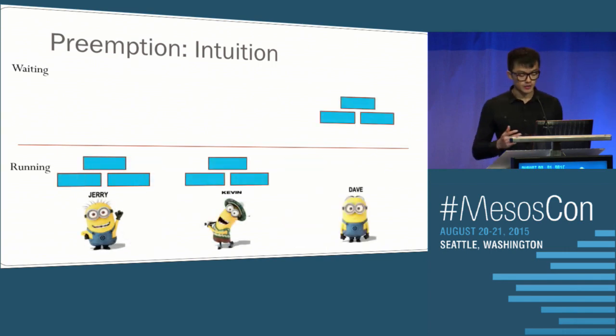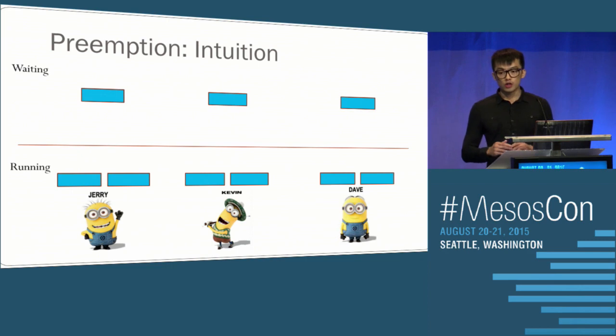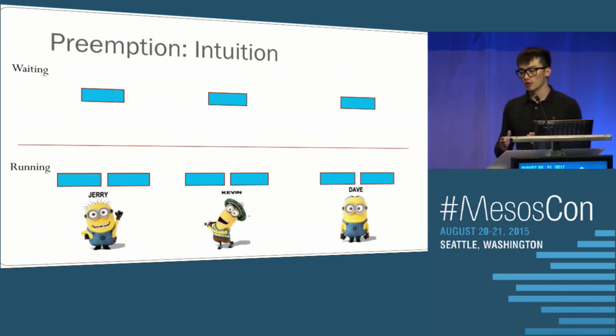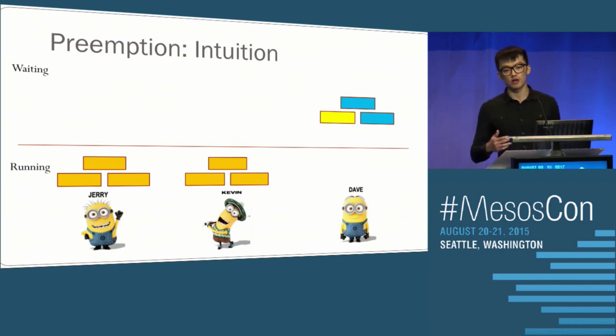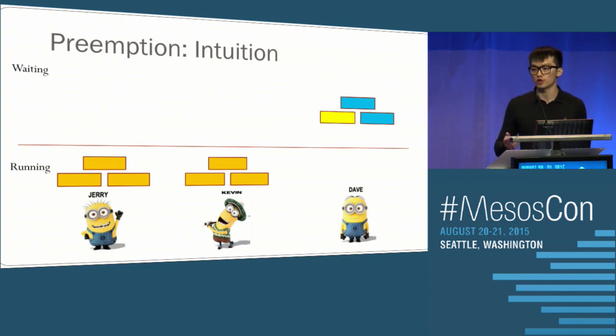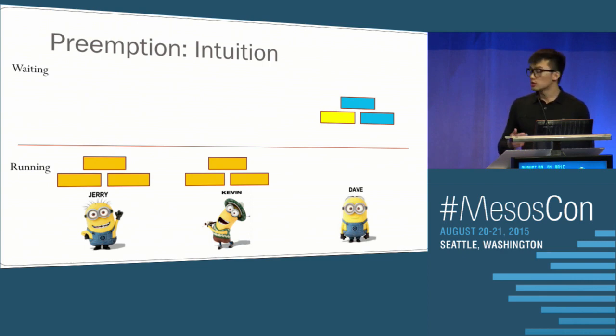Now a new user, Dave, enters, and we get the unfair allocation I mentioned earlier. We know eventually we want each user to have two tasks running and one task waiting. This is the fair allocation we want to reach. But we don't really know which of those six running tasks we should preempt. Well, one thing we do know is that Jerry and Kevin are above their fair share. They're using half of the cluster while they should only be using one third. So we think we can preempt some of the jobs, which are marked as orange here. And we know we want to schedule Dave's job, which is marked as yellow. But other than that, we don't have a great idea of how to do it.